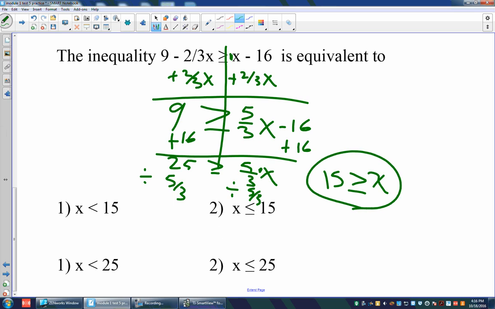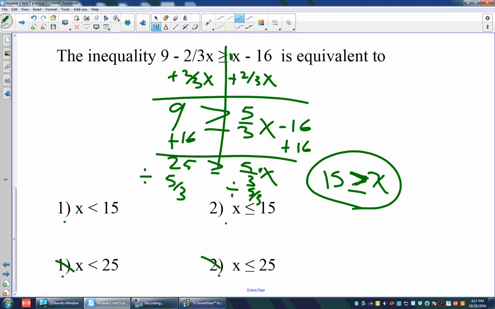And it says the inequality is equivalent to which one? 15 is greater than or equal to x. Uh-oh, these all have x's first. Well, guess what? It's pointing into the x. It could be that one. It's pointing into the x. It could be that one. Okay, now it's a 15.